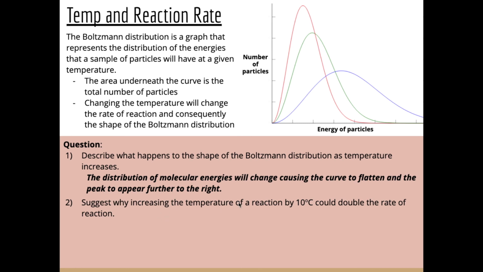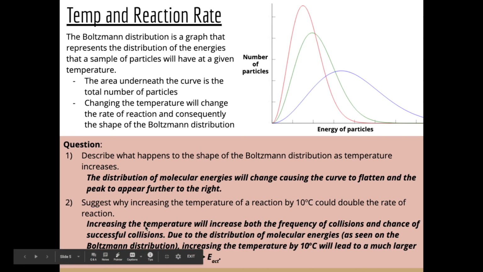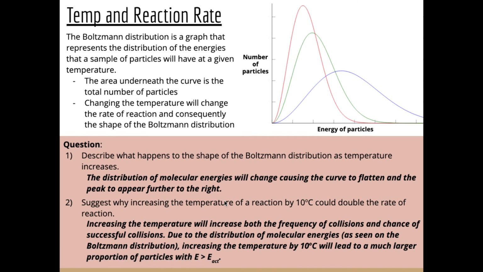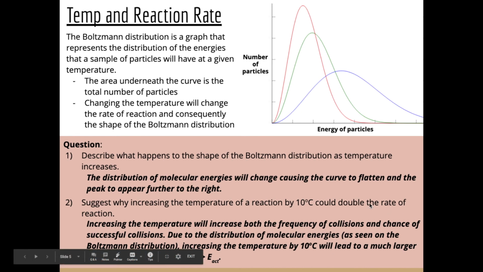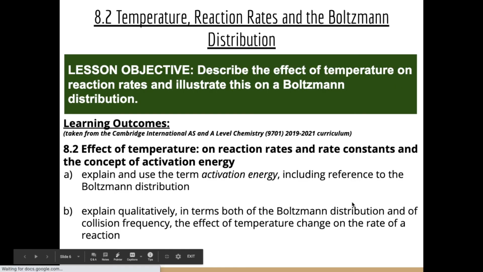And then why increasing the temperature by 10 degrees could double the rate of reaction. Increasing the temperature will increase both the frequency of collisions and chance of successful collisions. Due to the distribution of molecular energies as seen on a Boltzmann, increasing the temperature by 10 degrees Celsius will lead to a much larger proportion of particles with energy greater than activation energy, potentially doubling the rate of reaction.